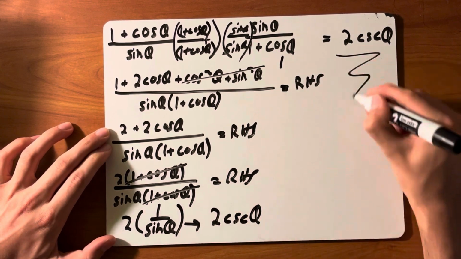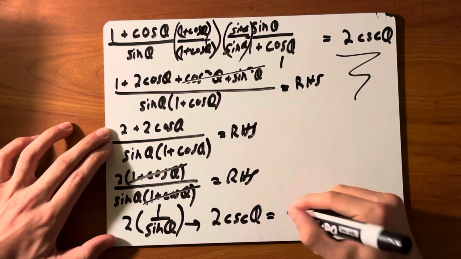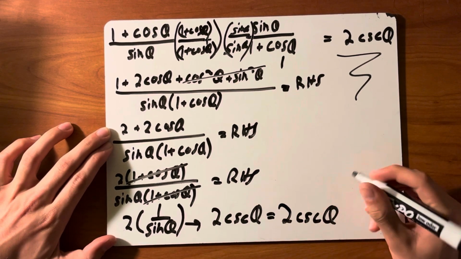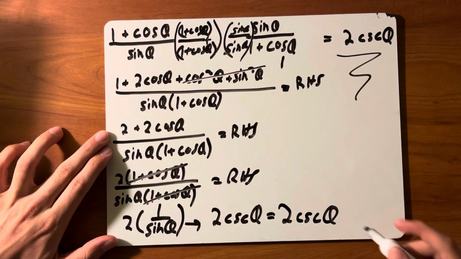And then what we started with up here is also 2 cosecant theta. So therefore, 2 cosecant theta equals 2 cosecant theta. So therefore, this trigonometric verification is verified.